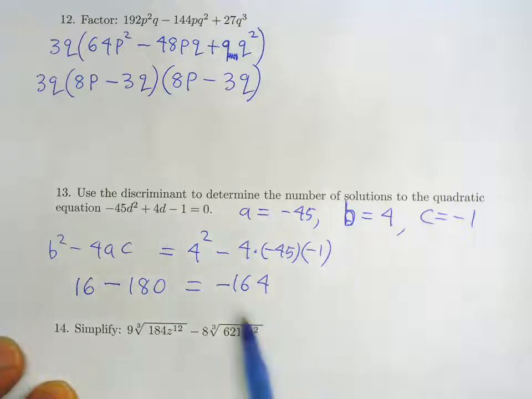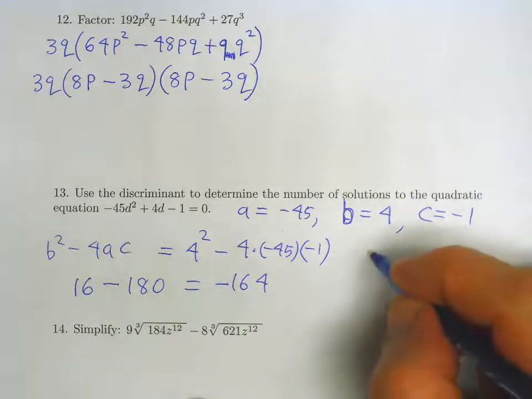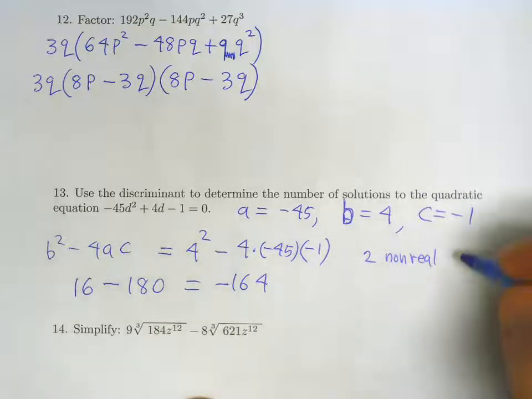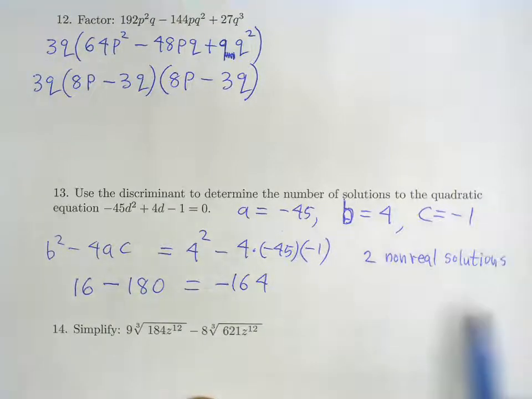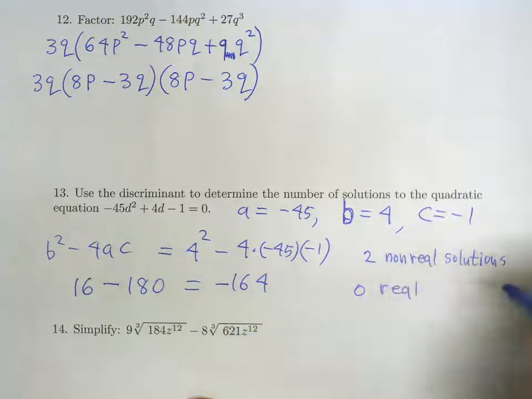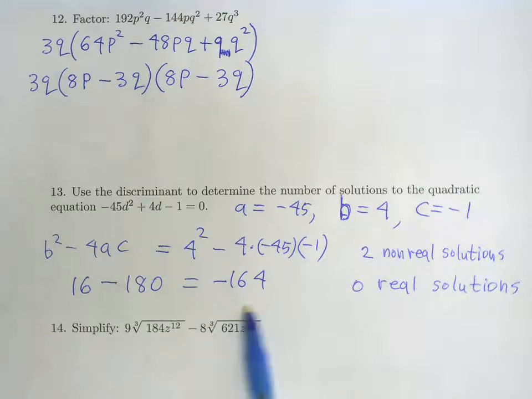Okay, since the discriminant is negative, that means we have 2 non-real solutions. We have 0 real solutions because the discriminant, that's the number inside the square root.